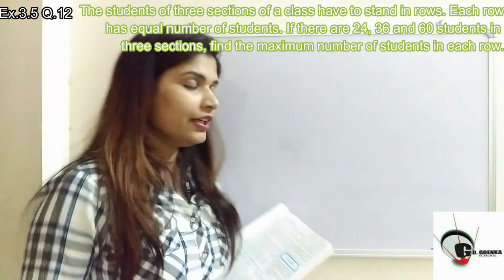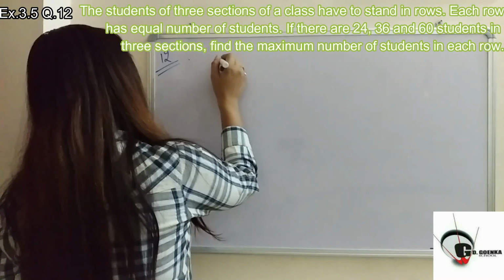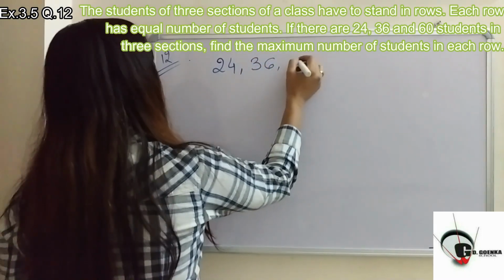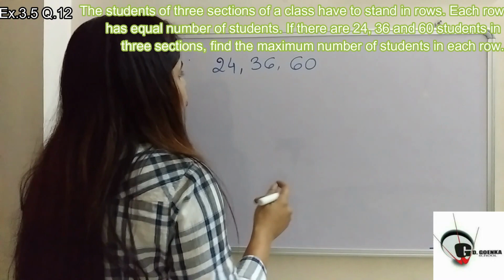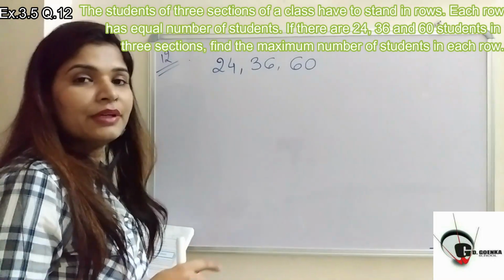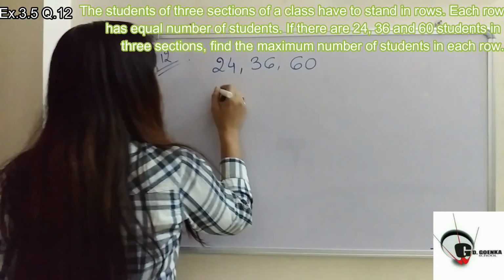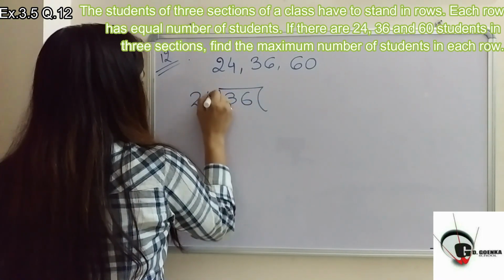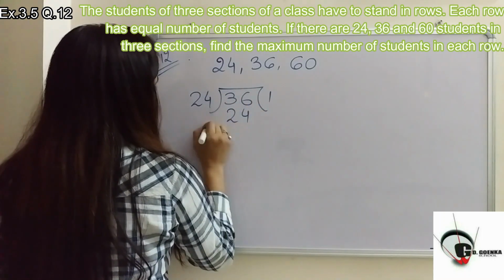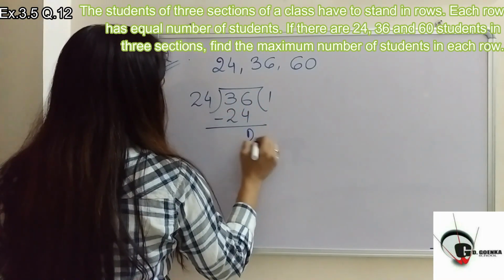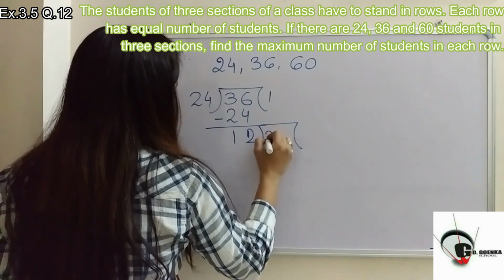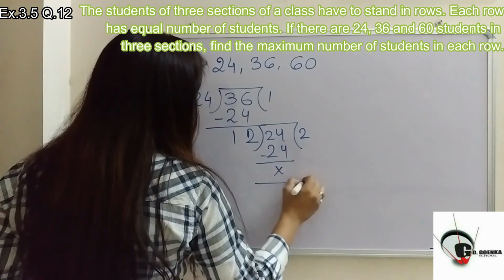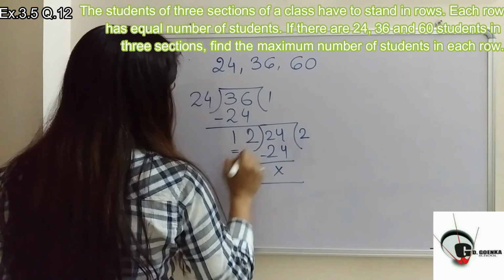So let us see how to do it. In one section we have 24 students, in another 36 students, and in the last section 60 students. So again we have three numbers. For three numbers we can choose any two initially. So I am taking 36 and 24. 24 ones are 24, and we get 12, then 12 twos are 24, and now we are left with no remainder. So now the last divisor is 12.